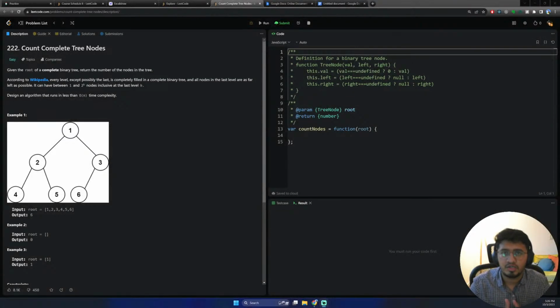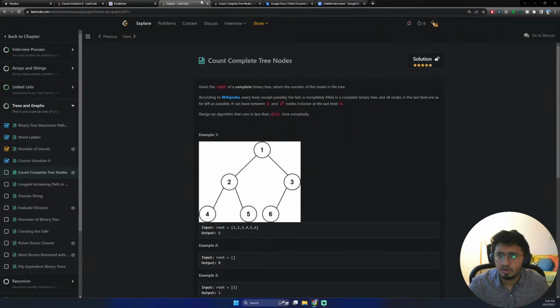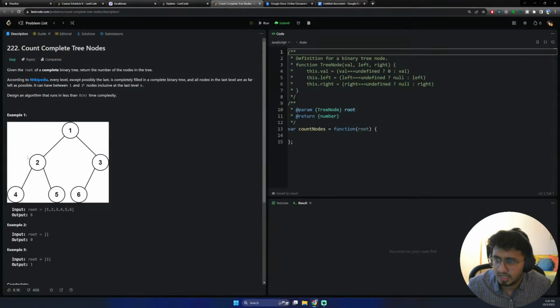Hey everyone, today we'll be looking at 222 Count Complete Tree Nodes. This question is from the Explore card of Google and it comes in the trees and graph section. Let's start the timer and try to complete this question in less than 15 minutes. At least come up with a pseudo code for this problem.